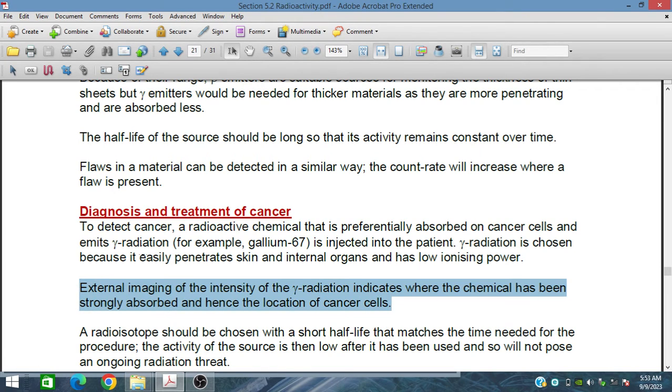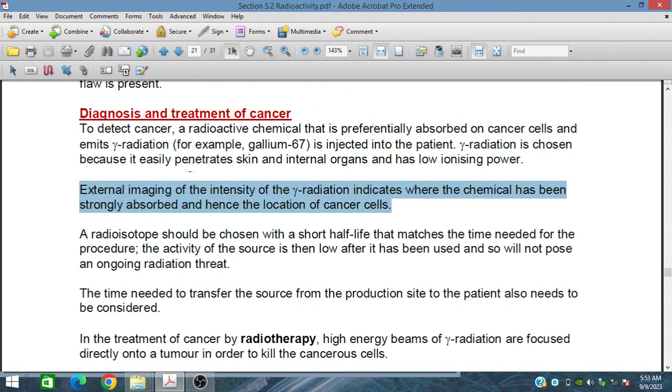After tracing the gallium source, the location can be identified. Radioactive isotopes should be chosen with a short half-life that matches the time needed for the procedure, because this is an internal dose, so it should be eliminated as fast as possible.